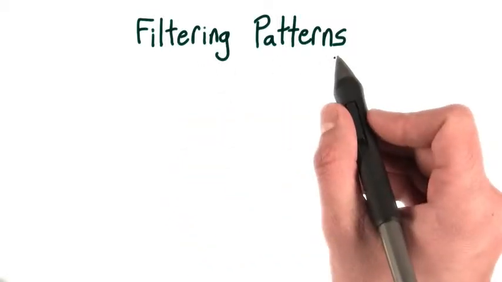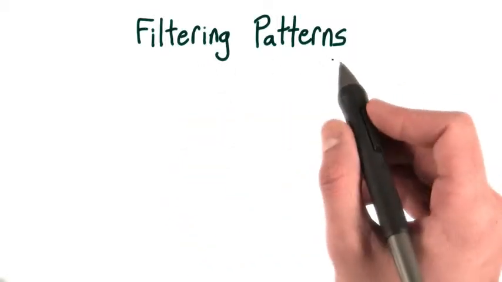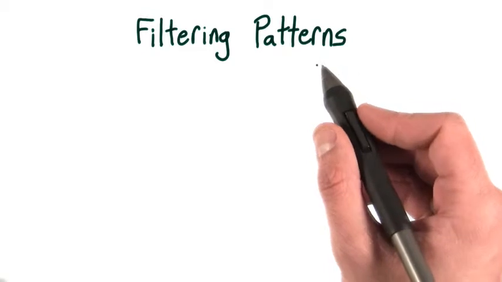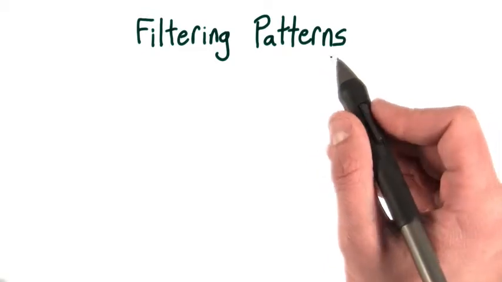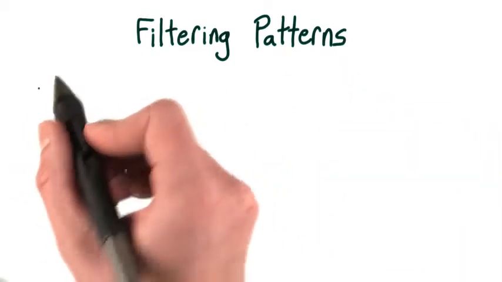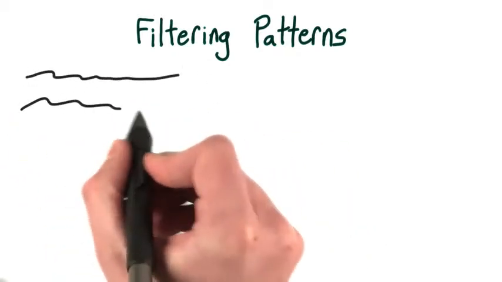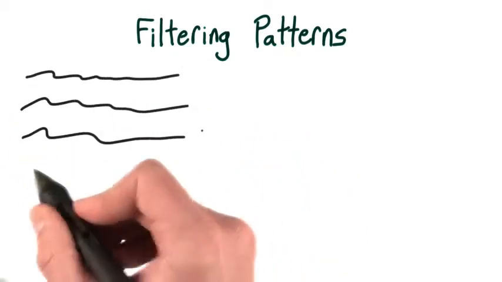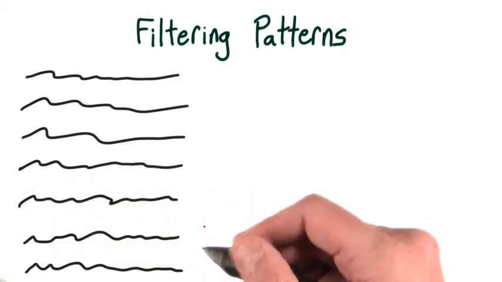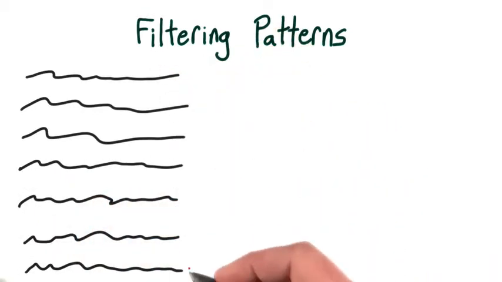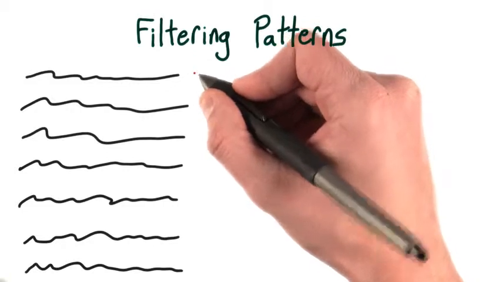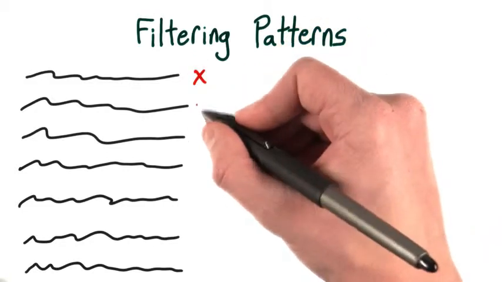So filtering patterns all have one thing in common. They don't change the actual records of our data. By that I mean if we have some long list of data with lots and lots of records, 1, 2, 3, and so on, a filtering pattern will go through the entire data set and just decide which data to keep and which to throw away.